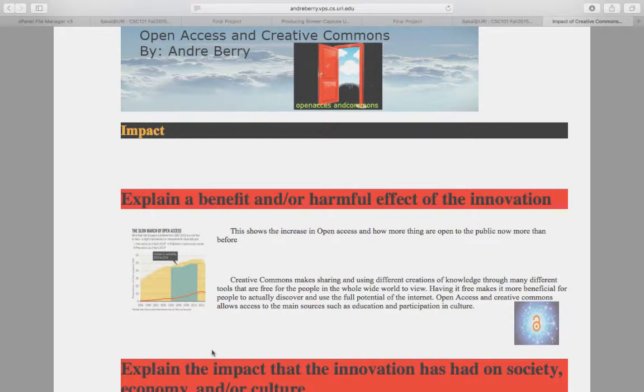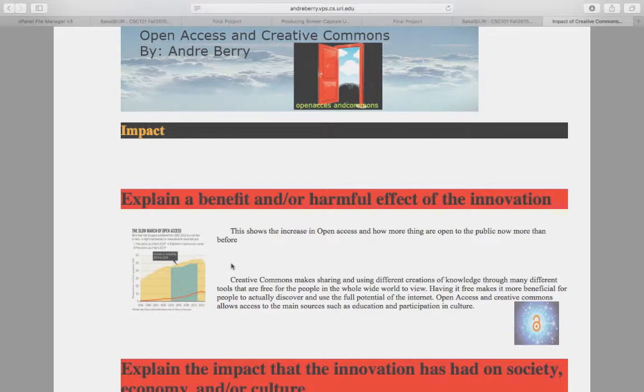Effects and impacts. I have a chart right here, which is showing the increase in open access and how more things are open to the public now more than before. Before, you had to go to the library and take out magazines and books to see the new things in the world. But now we have open access, and having this availability online at the tip of your fingers makes it so much easier.